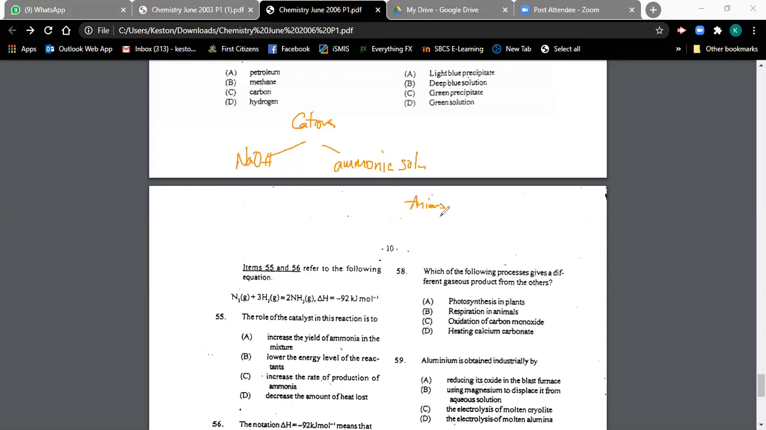what do we use to test for anions? Anybody know? Commonly, we have silver nitrate followed by aqueous ammonia. There's also barium nitrate or barium chloride.